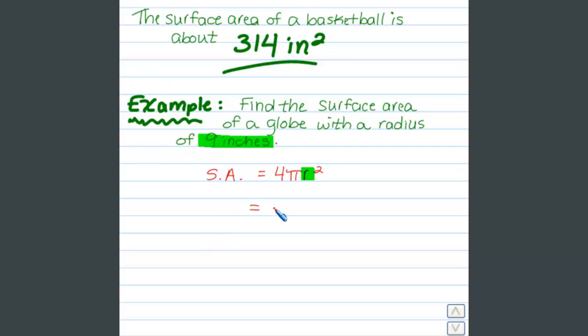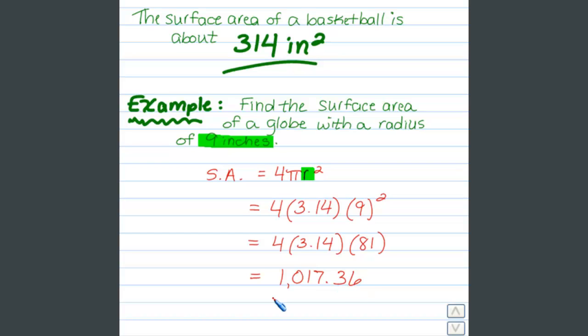So we know our surface area is going to be 4 times pi, which is 3.14, times our radius, which is 9, and we need to square the radius. Simplifying this, I'm going to go ahead and square 9 first. 9 squared, 9 times 9, is a value of 81. Now we want to multiply 4 times 3.14 times 81. I hope the answer that you got was 1017.36.